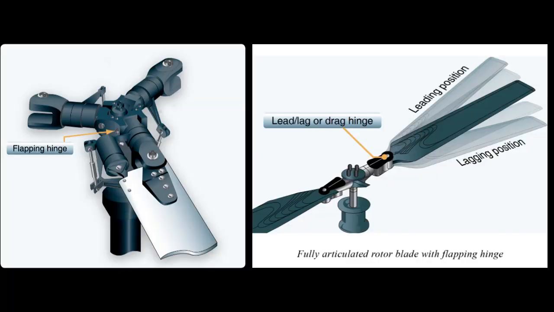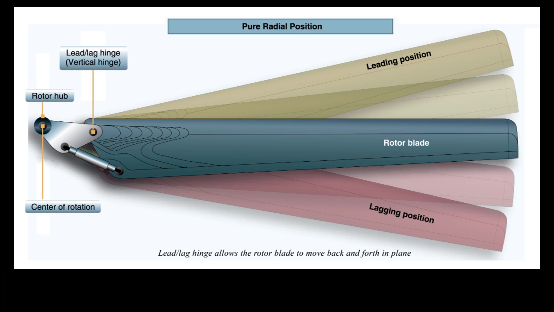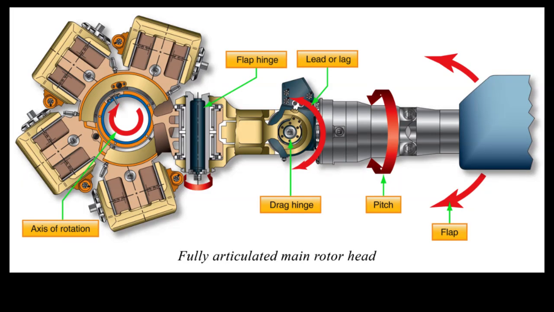The hinge that allows the blades to move up and down is called the flap hinge, and movement around this hinge is called flap. The hinge that allows the blades to move fore and aft is called a drag or lag hinge. Movement around this hinge is called dragging, lead or lag, or hunting. These hinges and their associated movement are shown in figure.